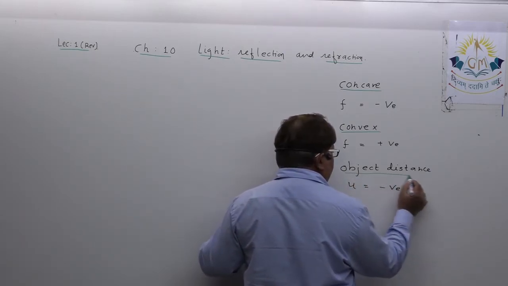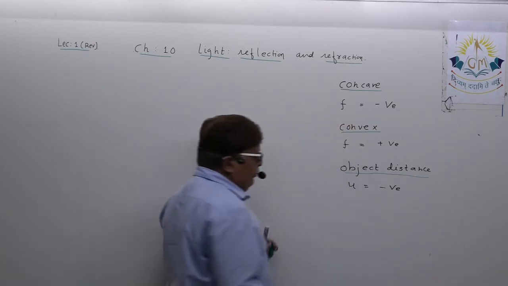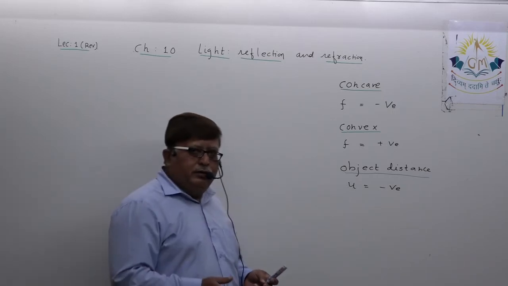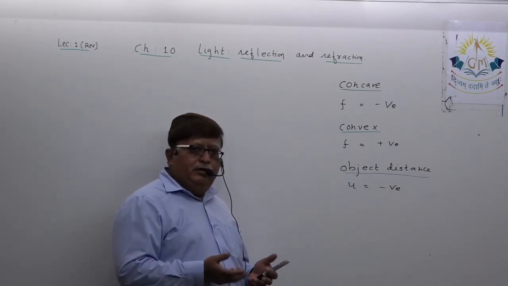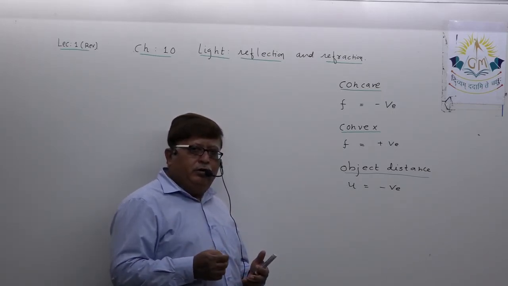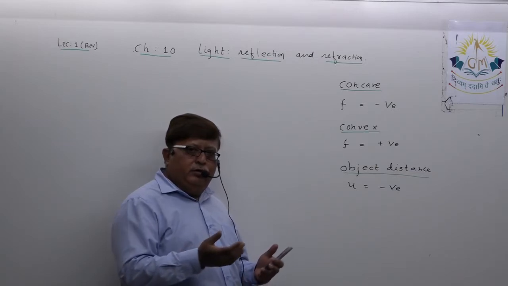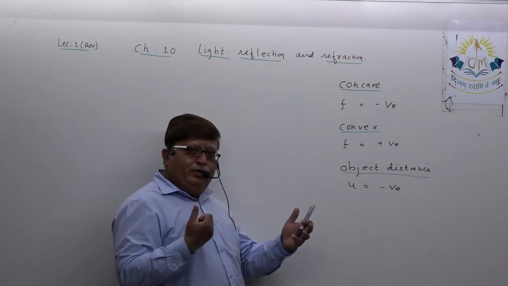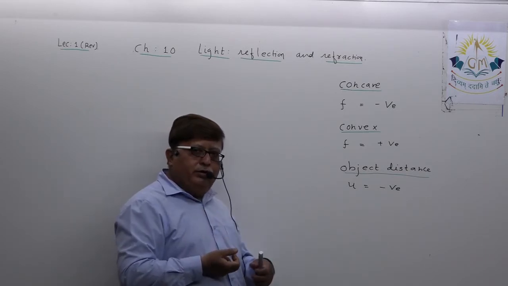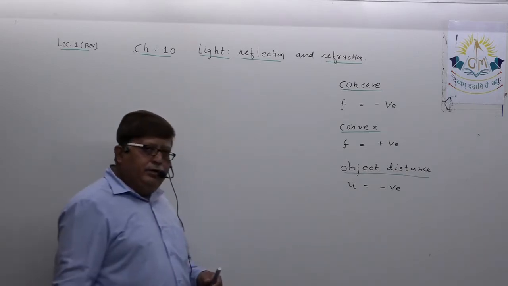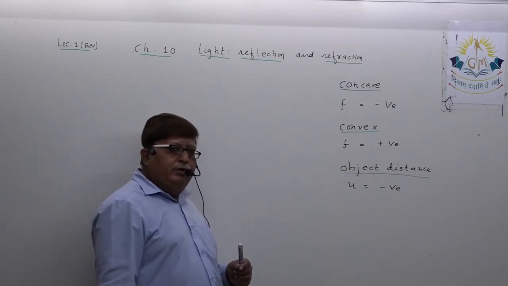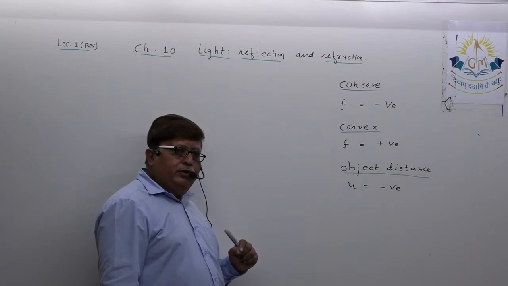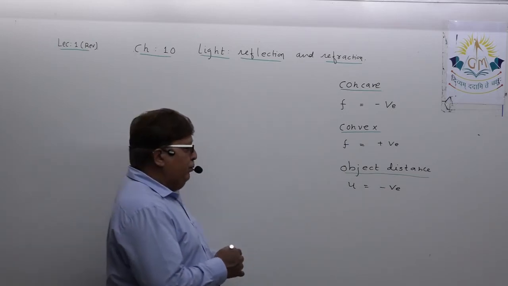This fact, that object distance is always negative, is also reconfirmed by the sign convention of spherical mirror. The object is always kept on the left side of the mirror, so it is going to be negative. Remember, dear student, these are very important points that are going to help you.